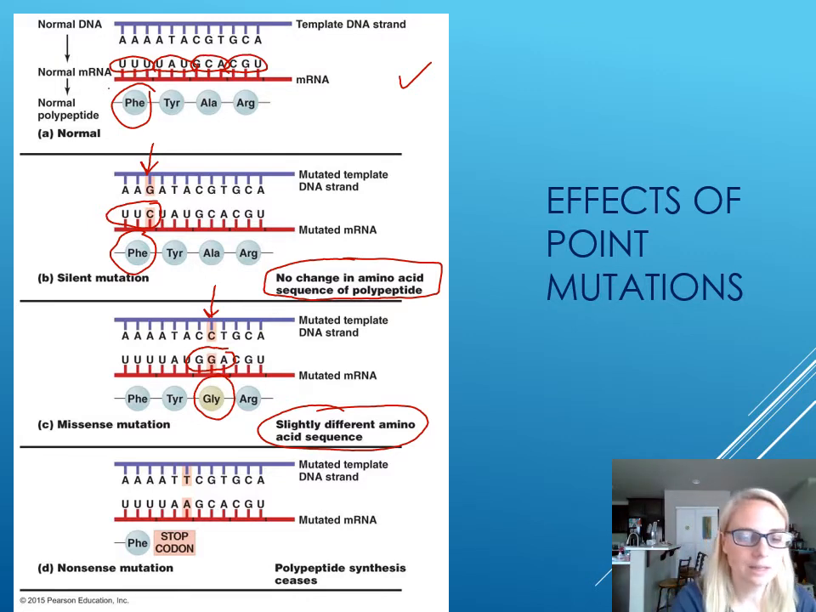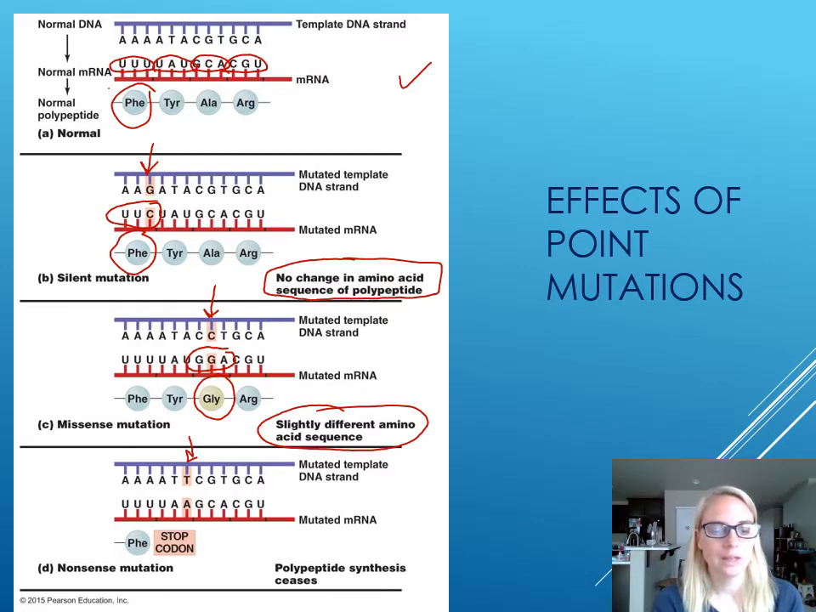And then lastly, let's change this T here. It was an A, look, A, T. It was an A, and so now it's going to be a T, and so that's going to change that to an A. So instead of having UAU coding for tyrosine, you get a UAA. So looking at the genetic code, this codes for a stop codon.